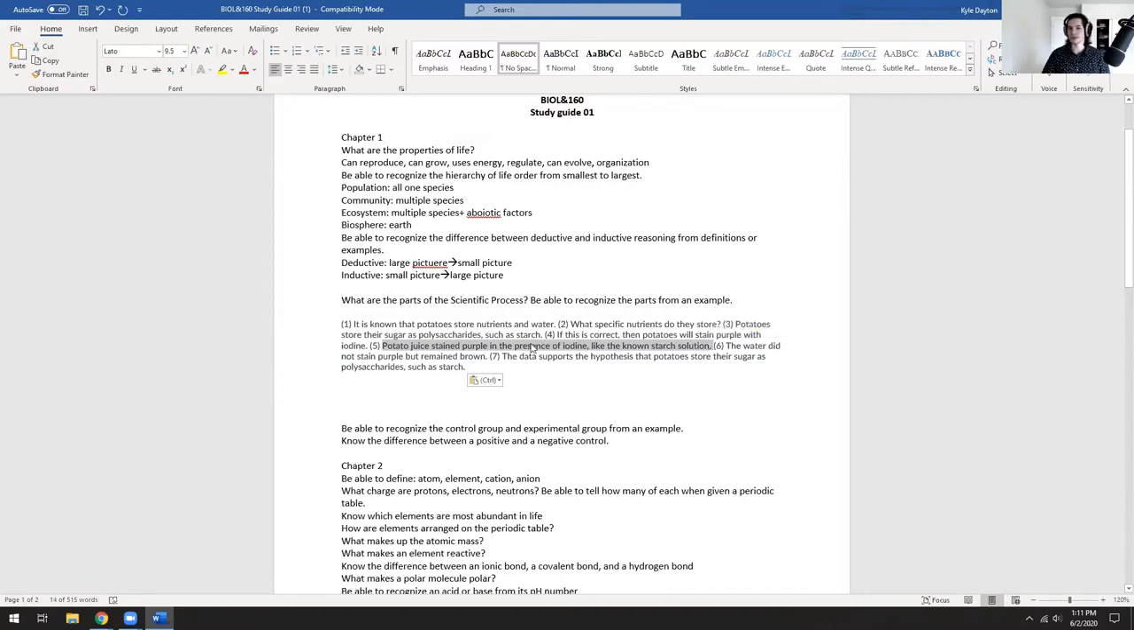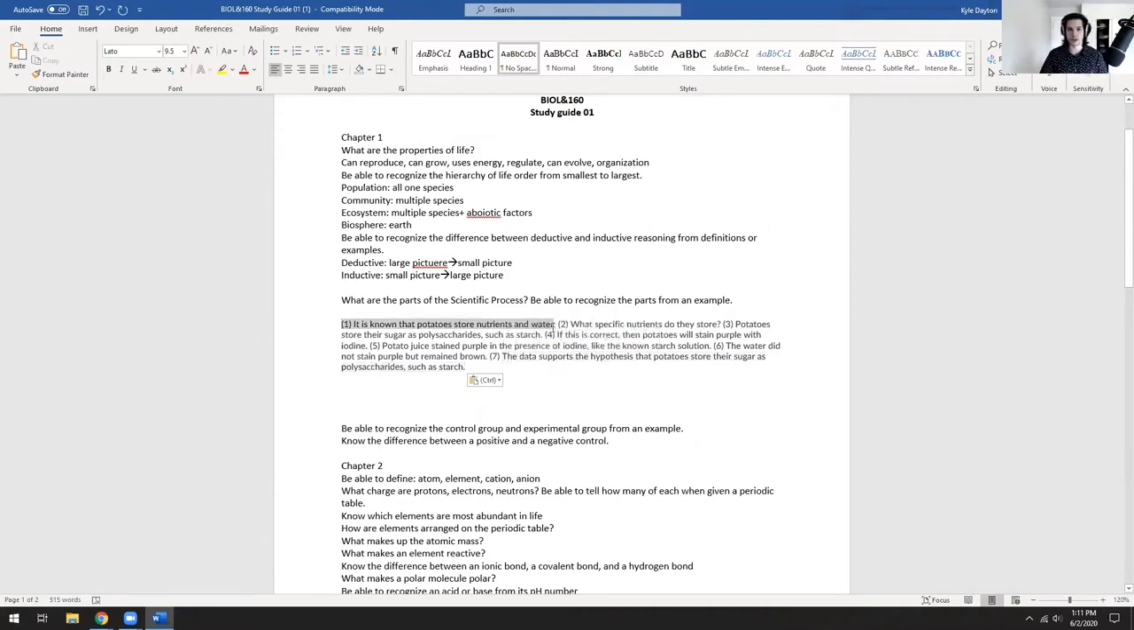So that would be the experimental results. So this is results. Water did not stain purple, but remained brown. So another piece of results. So 5 would be results, 6 would be results, and then 7, the data supports the hypothesis. So this is where you reject or accept your hypothesis. The data supports the hypothesis that potatoes store sugar as polysaccharides such as starch. So that would be your conclusion.